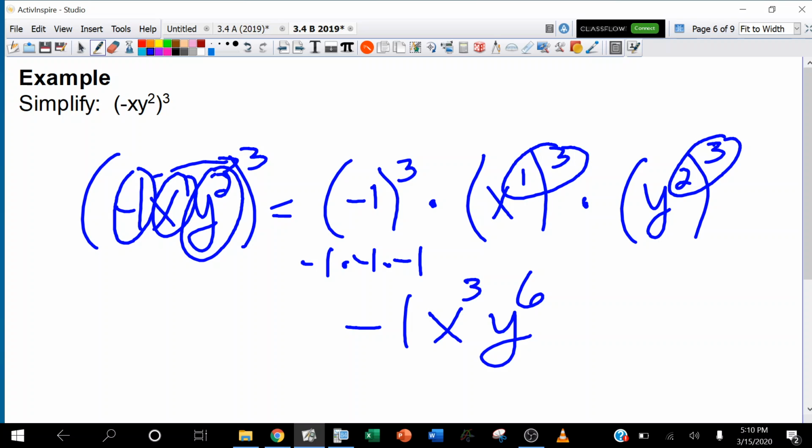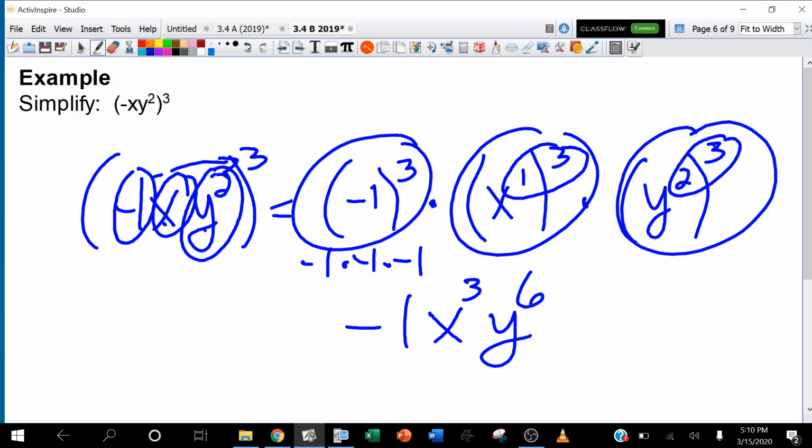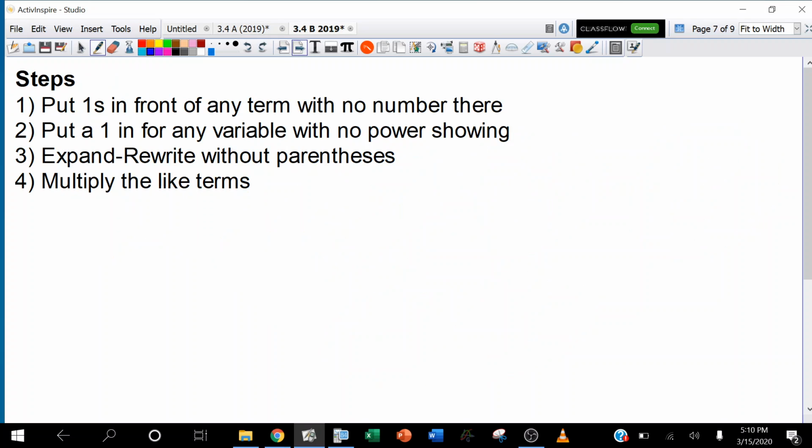Just notice there were three terms here. I had the negative 1, the x, and the y, and that's why I had the three parts that I was going to simplify and then put my answer together at the end. So just some different things to remember steps-wise, similar to the steps I gave you with the other type of multiplication problem. These first two steps are things you want to look at before you start the problem. If you have a term with no number in front of it, make sure you put a 1 there. And if you have any variable with no exponent showing, make sure you put a 1 there too.